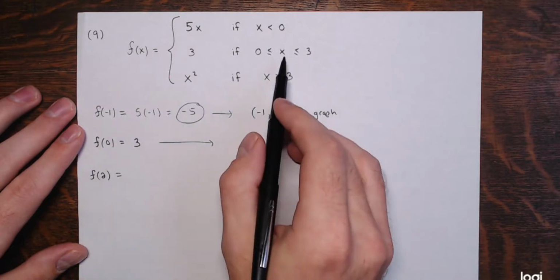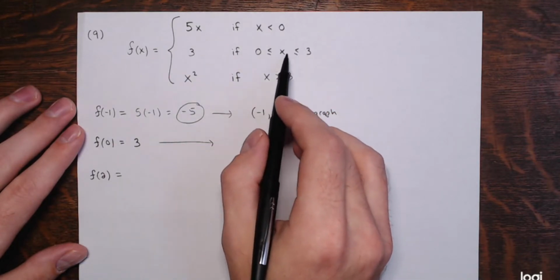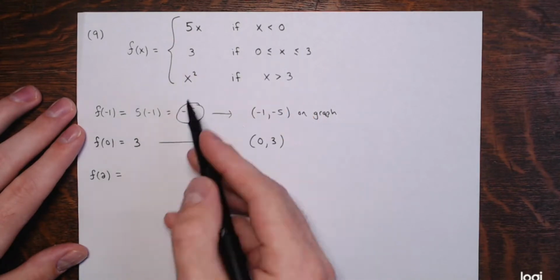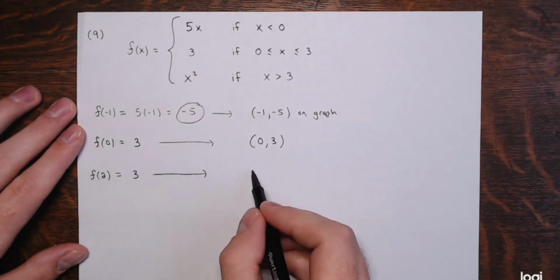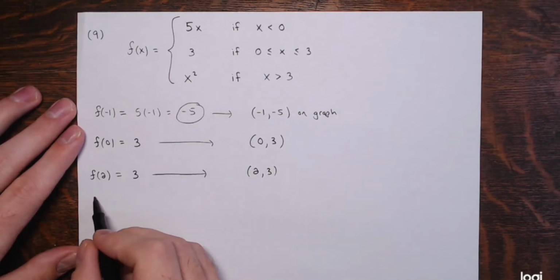Well, same piece. 2 is not less than 0, but 2 is between 0 and 3. So the output's 3 again. Easy. So the ordered pair (2, 3) should be on the graph. And finally, what's f of 4?